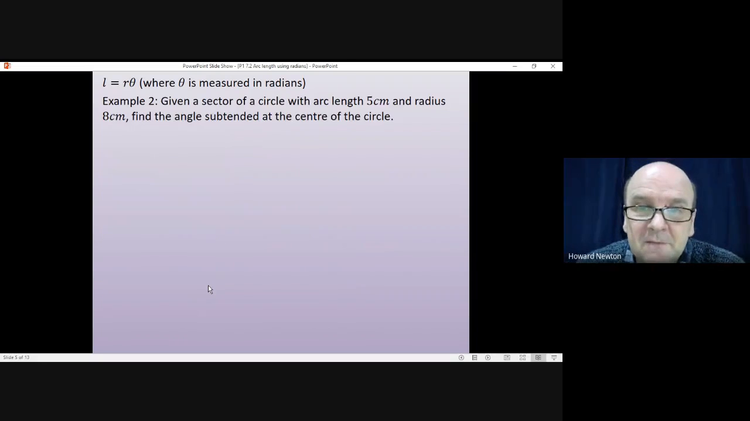Example 2: given a sector of a circle with arc length 5 and radius 8, find the angle subtended at the center of the circle. You don't really need to do a sketch for this question, but I suggest you do, and then have a go at answering it. So pause the video, come back to me when you're ready.